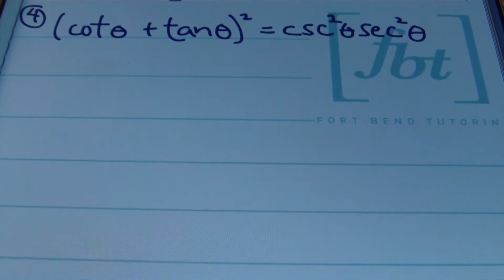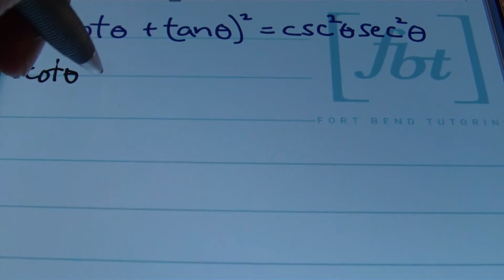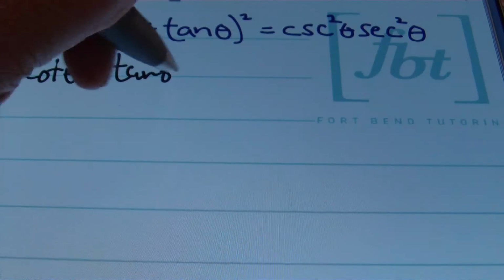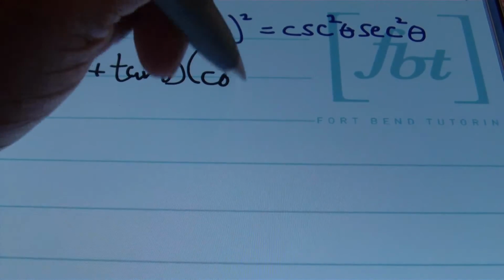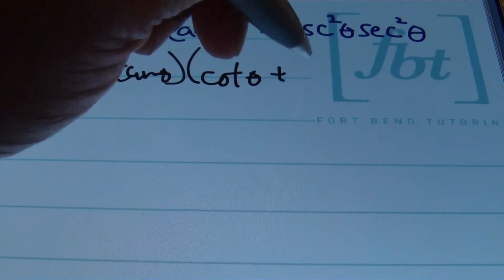Here we go. Problem number 4: the quantity cotangent theta plus tan theta, squared, equals cosecant squared theta times secant squared theta. We're going to begin by expanding the left side. I'm going to write out this binomial squared twice, so I have cotangent theta plus tan theta times cotangent theta plus tan theta.